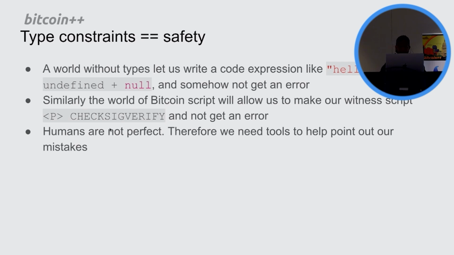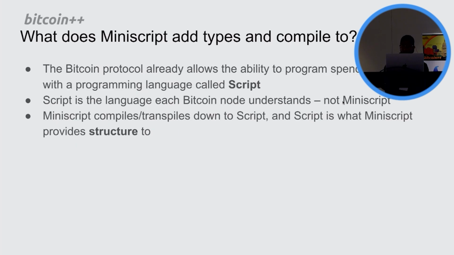So Miniscript has a basic concept of types that you'll see with expressions that disallow certain things. Similarly, the world of Bitcoin script will allow us to make our witness script like a check sig verify, for example, and not get an error. So to satisfy a script, you need a single one or non-zero value at the end for it to be satisfied and actually pass validation. So humans are not perfect, therefore we need tools to help point out our mistakes. And Miniscript is just one other tool that we can use.